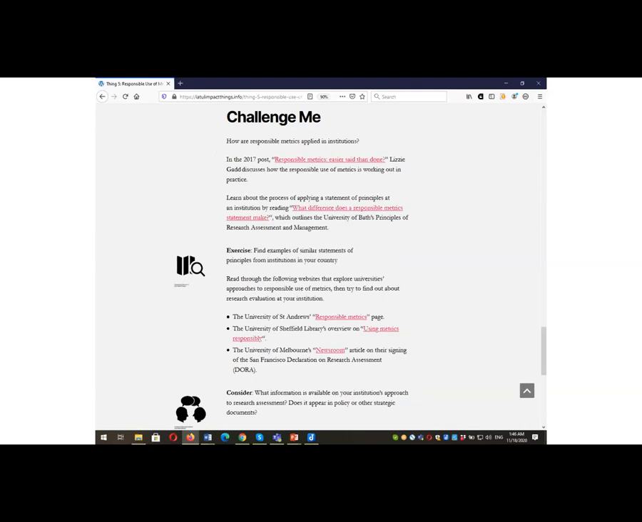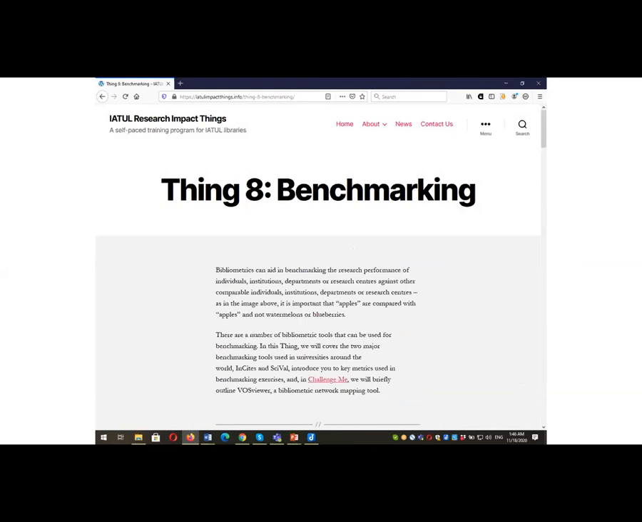And then some challenges. For example, how could responsible metrics be applied in certain institutions? And there are some examples from other universities, and that's something that you can use to think about your responsible metrics. Bibliometrics can also help in benchmarking research performance of individuals, institutions, departments, centers, faculties, so to compare individuals, institutions, departments, research centers, or universities against each other.